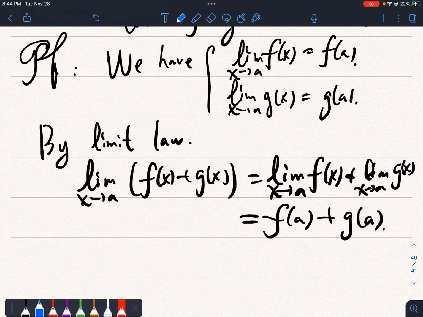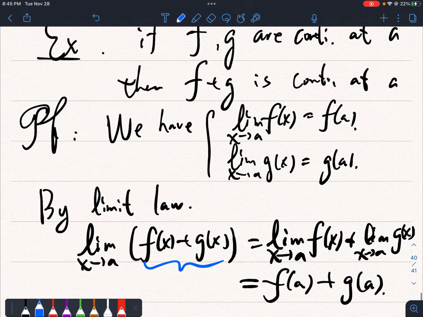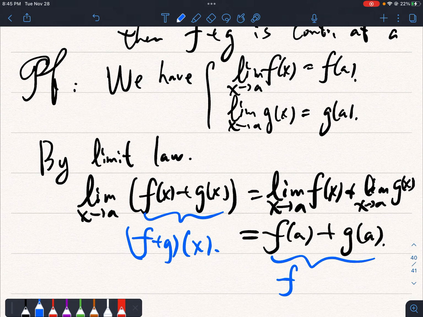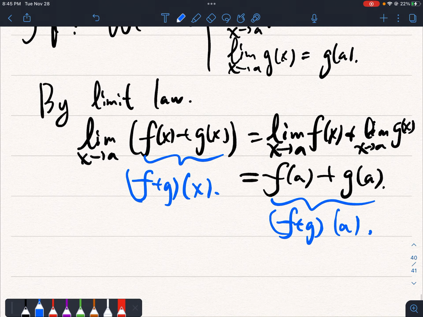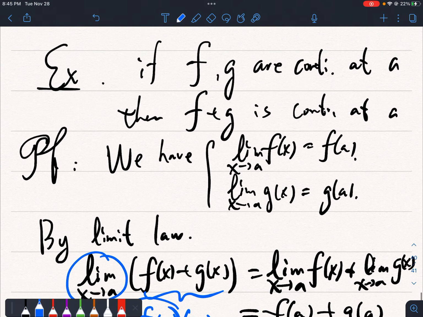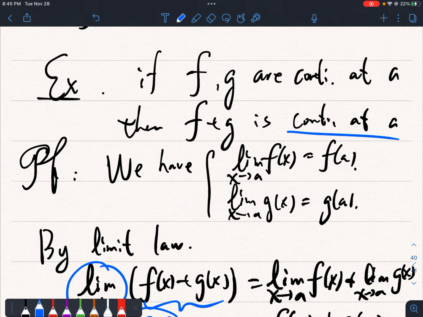And then, so this means if we look at the function f plus g, so this is the function, this is the summation, right? This is f plus g evaluated at x. And this is f plus g evaluated at a, right? So then you can see that the limit of this sum function will be equal to the value at this point, at least for this a. So this means it is continuous at this a, okay?